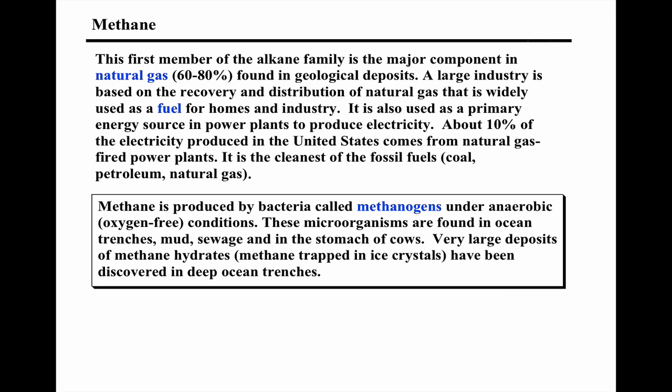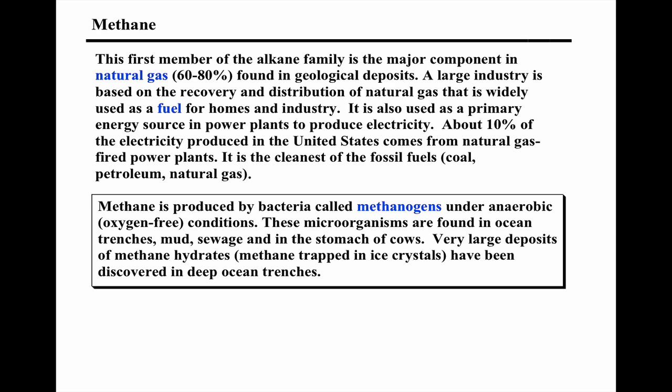Methane is produced by a bacteria called a methanogen, and so under oxygen-free conditions, these microorganisms actually will convert organic material into methane. And these things are found in the oceans, they're found in mud, that stench from sewage contains some methane, and even in the stomach of cows, they have methanogens, okay? So cows actually contribute to a huge amount of natural gas, methane emissions, and methane is actually believed to be a substantial greenhouse gas, right? And so methane emissions are somewhat problematic.